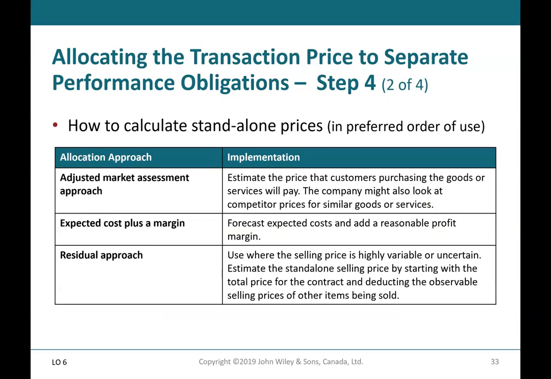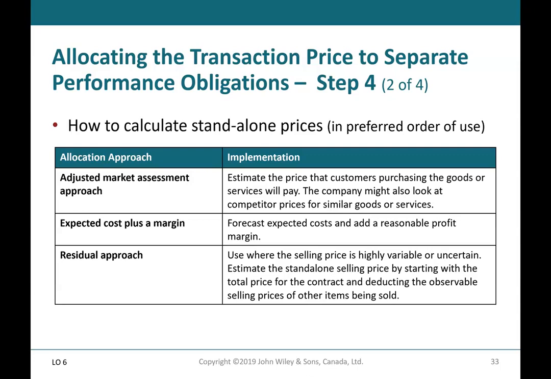Allocating the transaction price to separate performance obligations, step 4, 2 of 4. How to calculate standalone prices in preferred order of use. Allocation approach, adjusted market assessment approach. Implementation: estimate the price that customers purchasing the goods or services will pay. The company might also look at competitor prices for similar goods or services. Allocation approach, expected cost plus a margin. Implementation: forecast expected costs and add a reasonable profit margin.